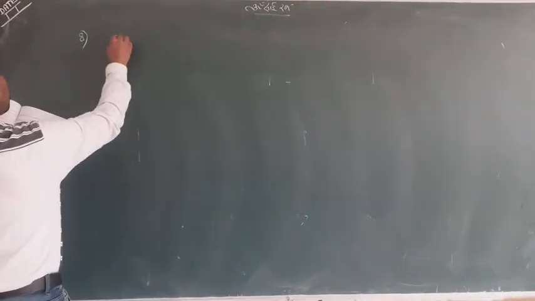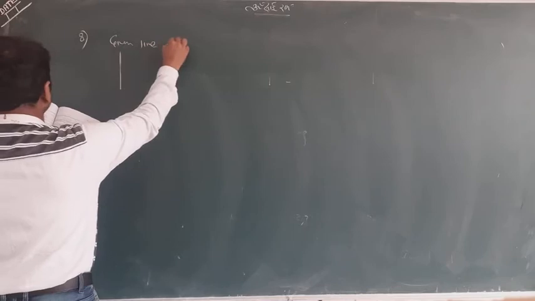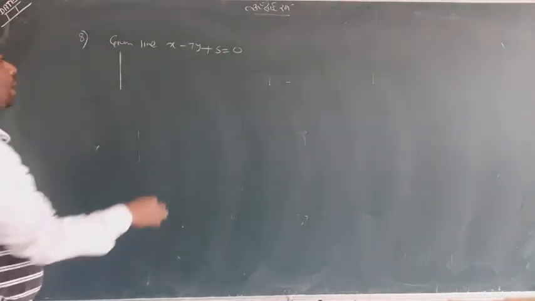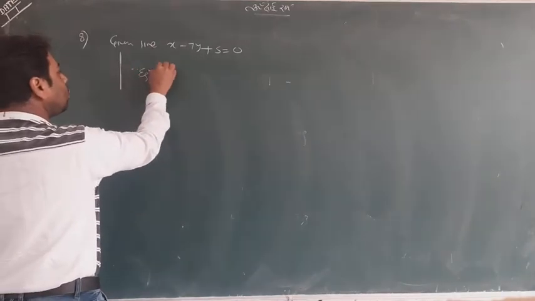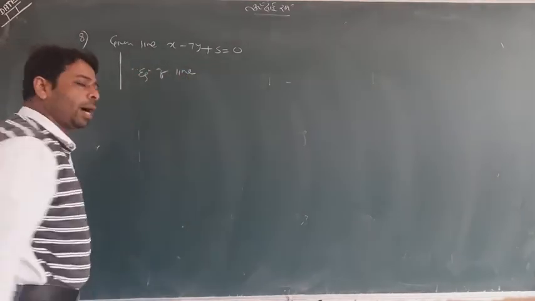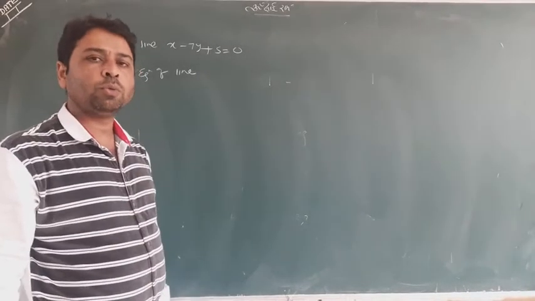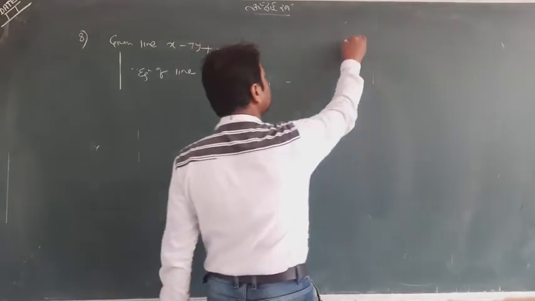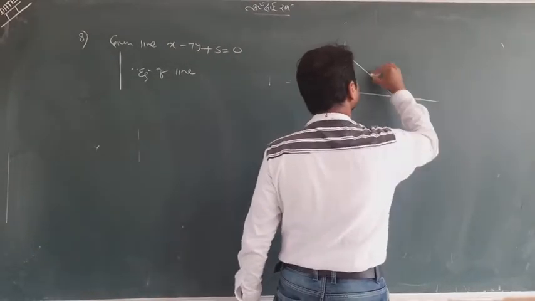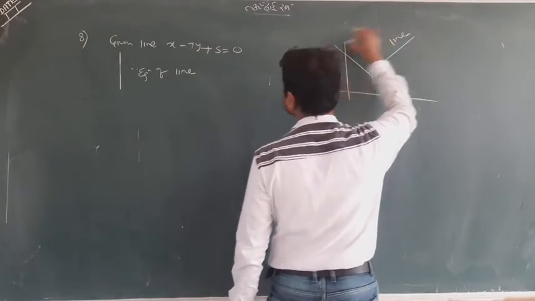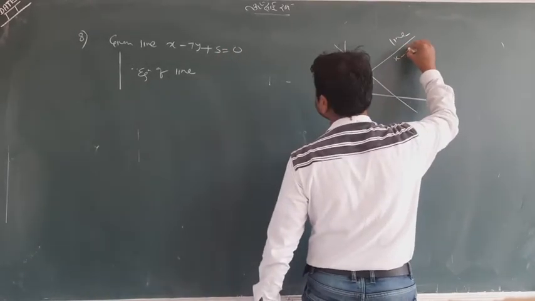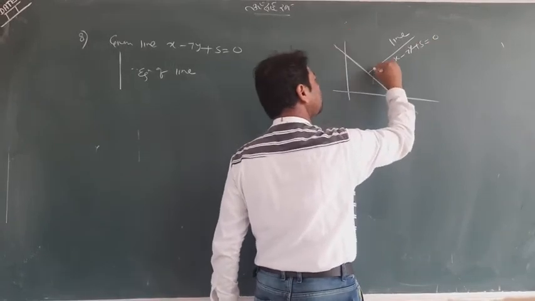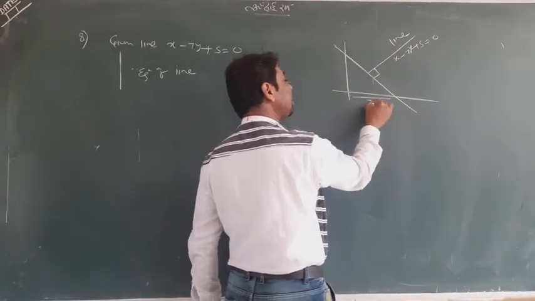First of all, I write here the given line: x minus 7y plus 5 is equal to 0. So I write here the equation of the line. I don't want to make the picture. If you want to go with the picture, I tell you that the picture will be just like that. This is the line, this one. And we have to find the equation of such a line which is perpendicular to it and has an x-intercept of 3.